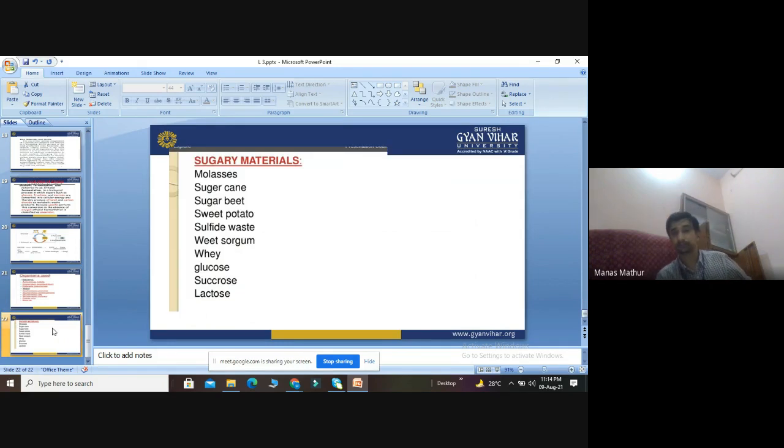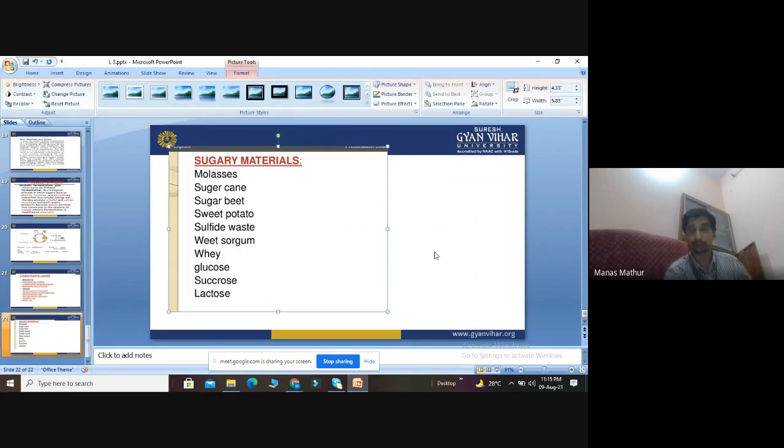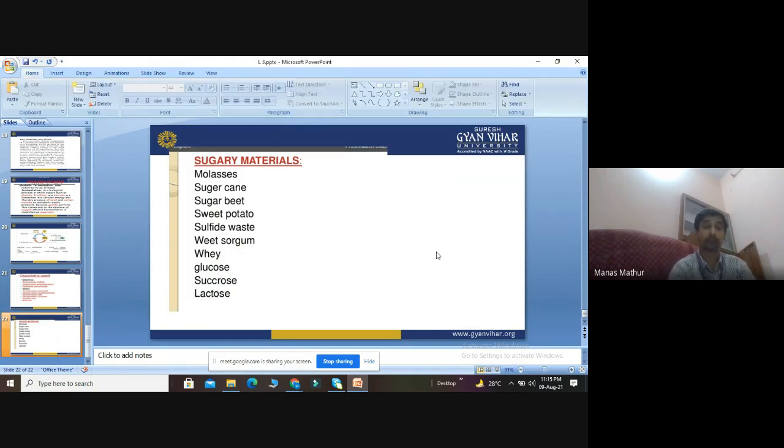Then finally, what other raw materials are we using to carry out fermentation? We are using molasses, sugarcane, sugar beet, sweet potato. All these are good sources of sugar. Sulfite waste, wheat, sorghum is a good source of protein. Then glucose, sucrose, and lactose. So these are the sugar materials which we are using.